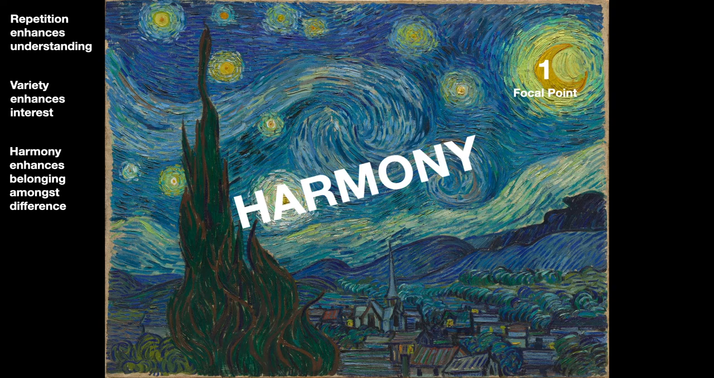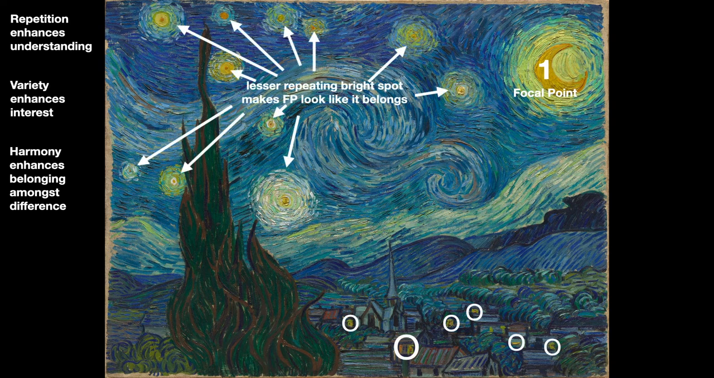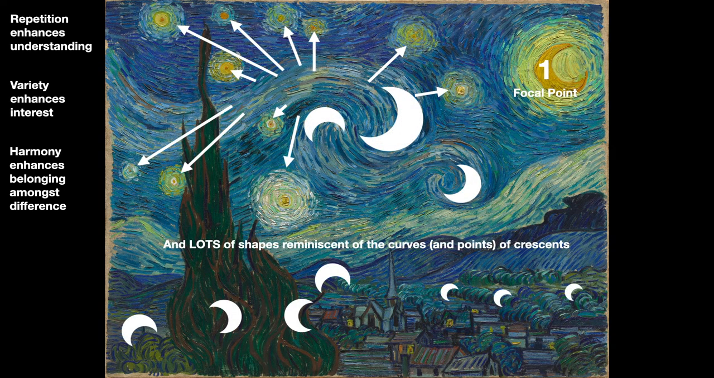Harmony enhances belonging amongst difference. If the moon by itself stands out like a sore thumb, Van Gogh gives the focal point friends, 11 other glowing orbs and 6 more house lights that hearken back to that focal point variant of the moon, so it doesn't look like it stands out alone. Additionally, he lets countless other shapes curve with the same kind of curve of the moon. And the points of the crescent moon, those pokey protrusions, they appear in that other major anomaly, the spiring tree.